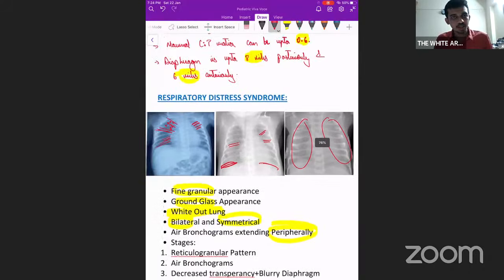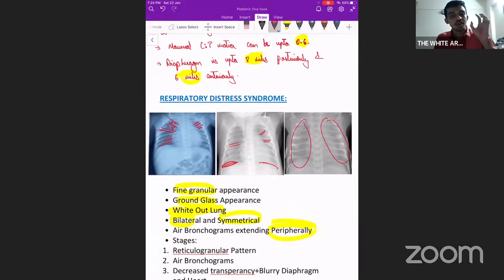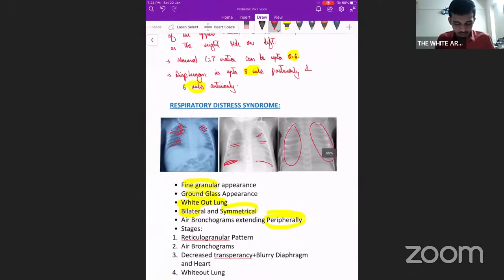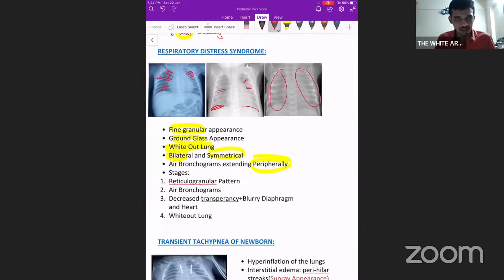So what do you see in respiratory distress syndrome? Bilateral, symmetrical, fine reticulonodular opacities. If it worsens, there will be air bronchograms, and then the final stage of ground glass lung or full whiteout lung. So this is what you see in respiratory distress syndrome.